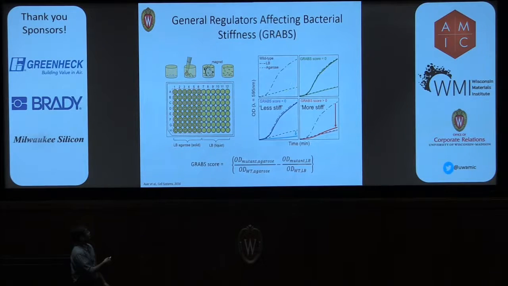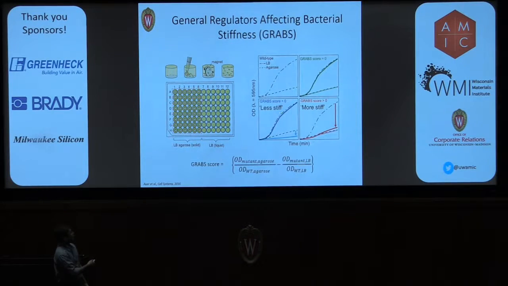So now, using this wild type bacteria, if we grow a mutation of a gene, then in the green it is shown that if the GRAB score is 0, then the mutant will grow as fine as wild type in LB as well as in agarose. So the mutation doesn't affect the growth of bacteria, either in LB or in agarose.